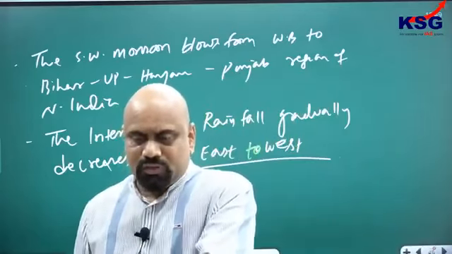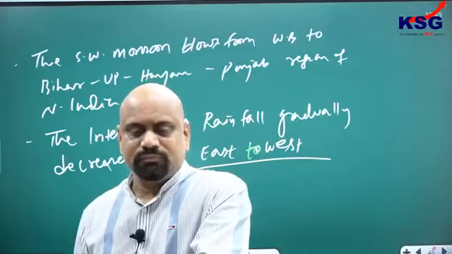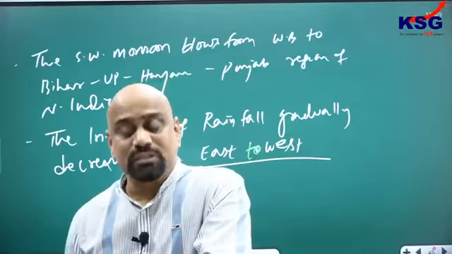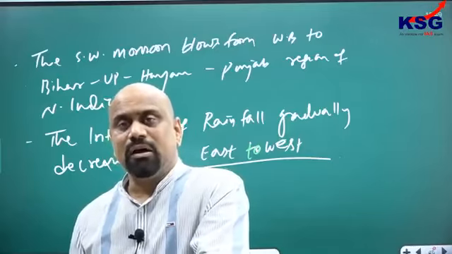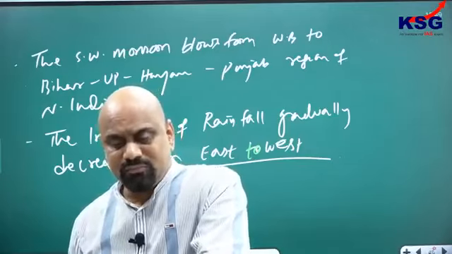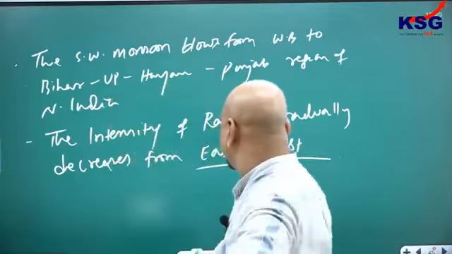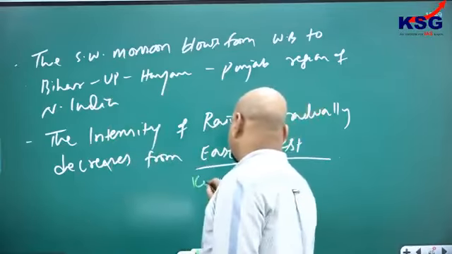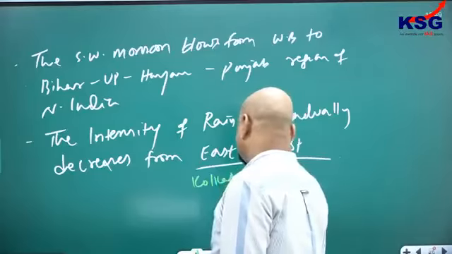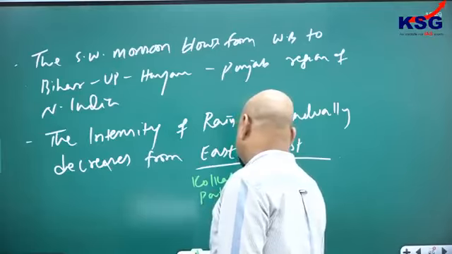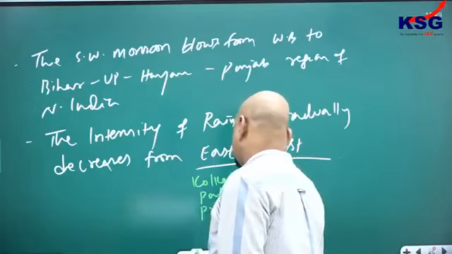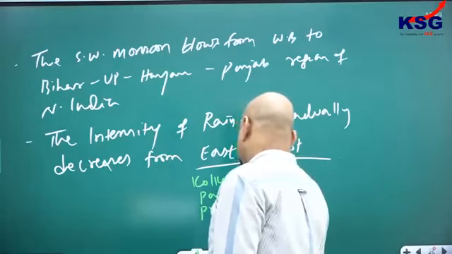So the summer monsoon brings 120 to 150 cm in Kolkata. In Patna it is 105 cm. Example we can give at Kolkata, Patna, Prayagraj, Delhi.